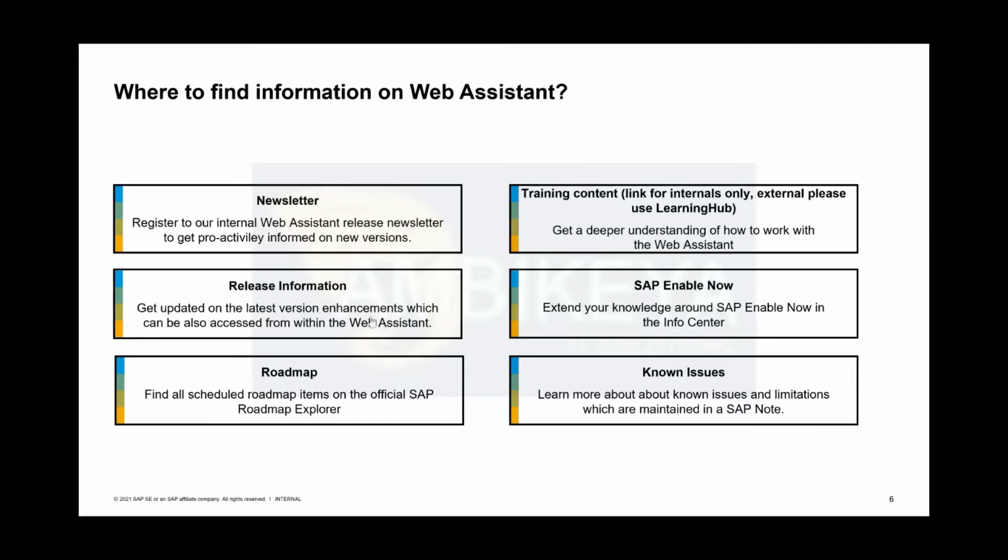So release information, same area, Info Center, the Roadmap Explorer, the brand new Roadmap Explorer of SAP is deep linked here. I will send you at least that slide later on after the meeting so that you have all the links. The roadmap is more high granular. It's not item or feature level, but it is the official single source of truth regarding implementations.